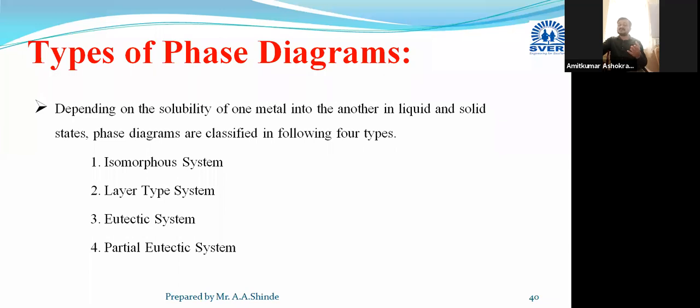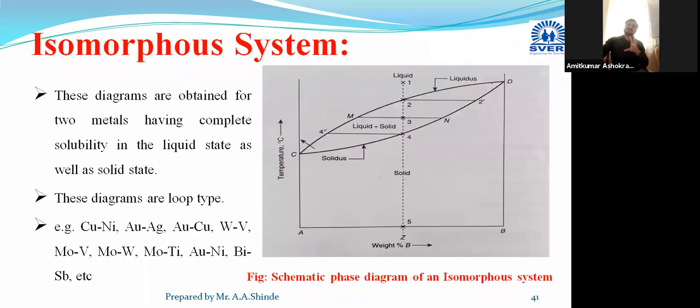In some systems you have to take more than 2 or 3 or 4 alloys, depending on the nature of the diagram. Now first is the isomorphous system. In this one slide only I have referred here. This is the equilibrium diagram, and this is the description needed. This one description is for this equilibrium diagram.